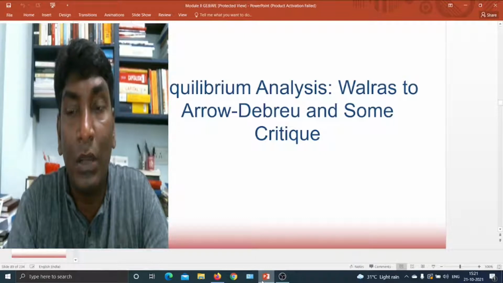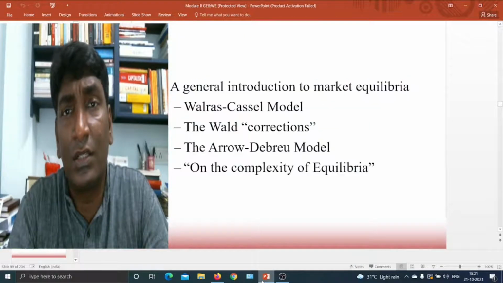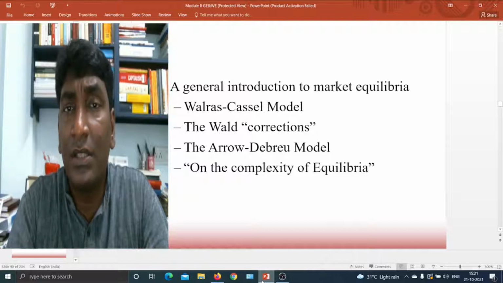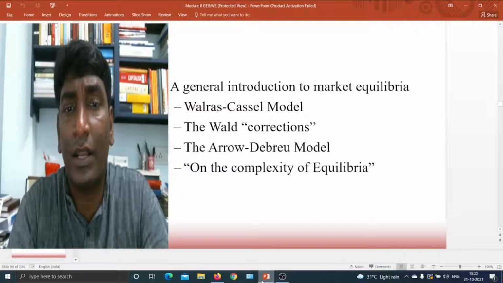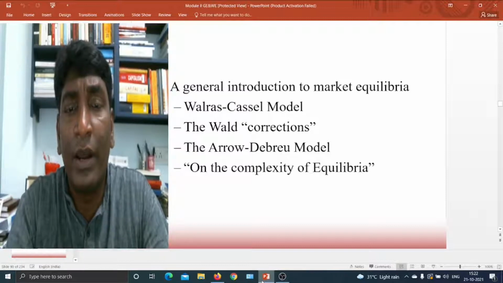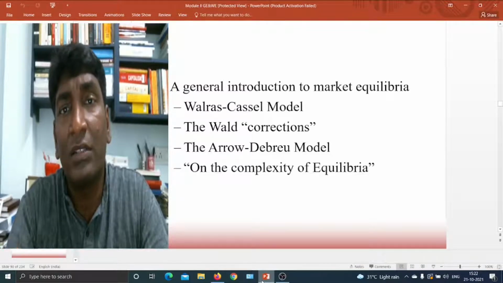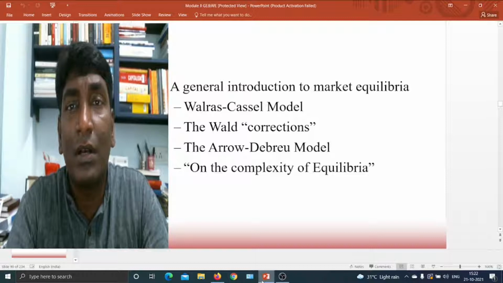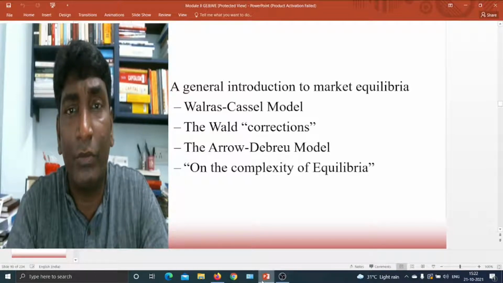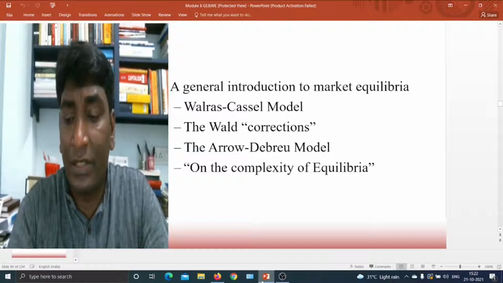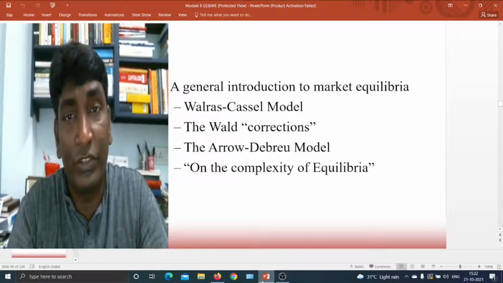So, to begin with, let us go to the nitty-gritties later. This is the same mechanism which we have already covered, but a slightly different understanding. A general introduction to make such an equilibrium is the following: we have to have a discussion on a Walras-Cassel model, and then we discuss the Wald correction, and then we move on to the Arrow-Debreu model, to make it more interesting as well as convenient to understand. The complexity of equilibrium would be the last portion of the same.